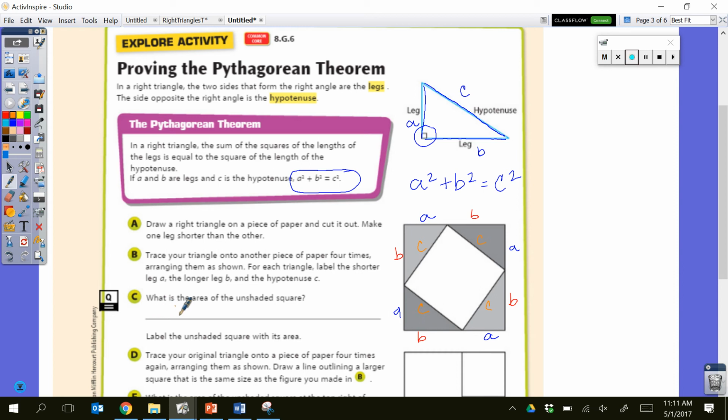Now it wants us to find out what is the area of the unshaded square. So this square right here, remember area of a square is base times height. And if it's a square, it's actually just the length squared, right? So in this case, that would be C times C, or C squared. And it might want us to use our square units, so that would be C squared units squared, depending on what our units are, right? Label the unshaded square with its area, C squared.